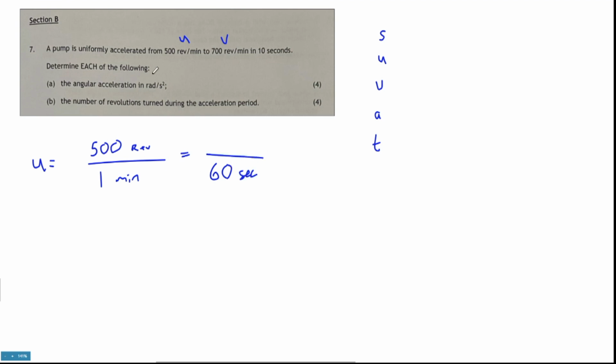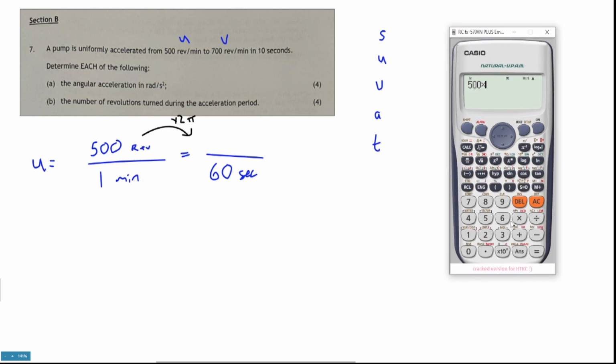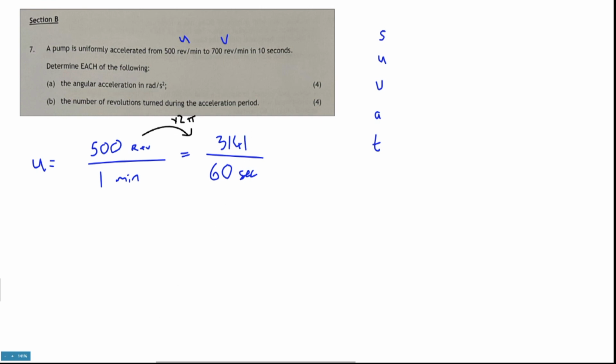But how many radians are there in 500 revolutions? Well, a whole revolution is a whole circle, and if you remember, there's 2 pi radians in that, so we can multiply this whole thing by 2 pi, and it should convert it into radians for us. I can do it on a calculator: 500 times 2 pi. I can write it as 1000 pi, or I can write it as a decimal. Let's use a decimal. It's 3141.59. This is in 60 seconds, and I want it per 1 second.